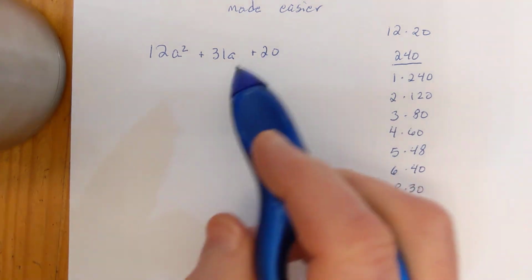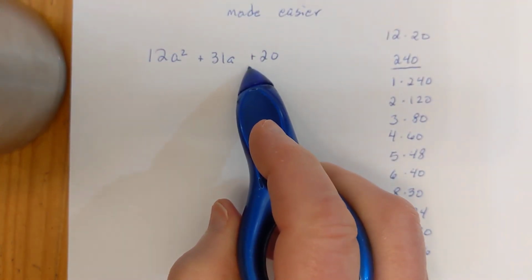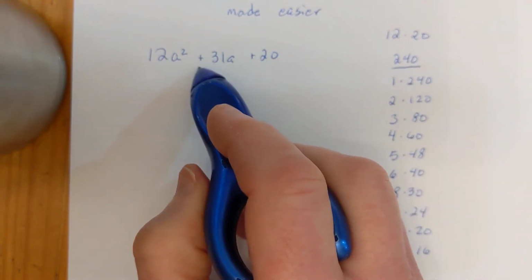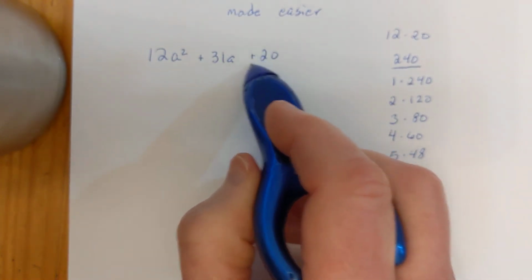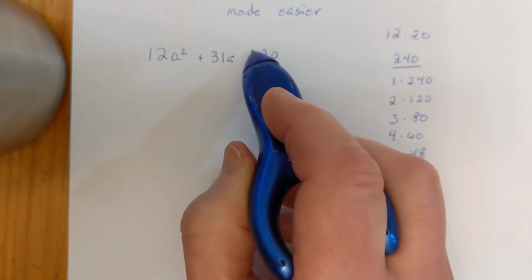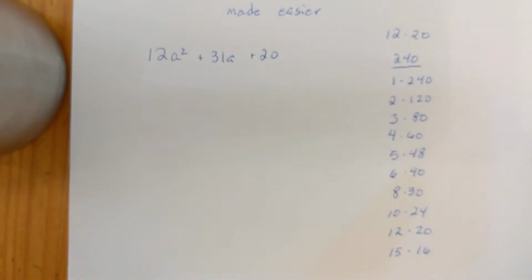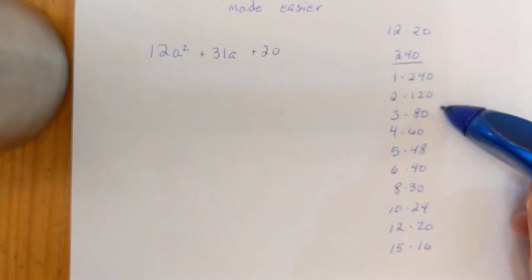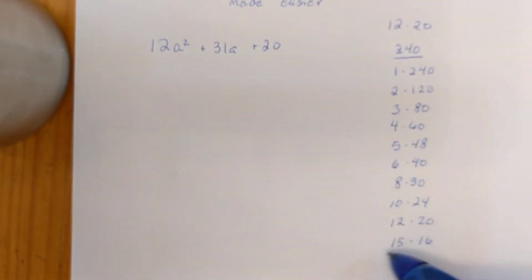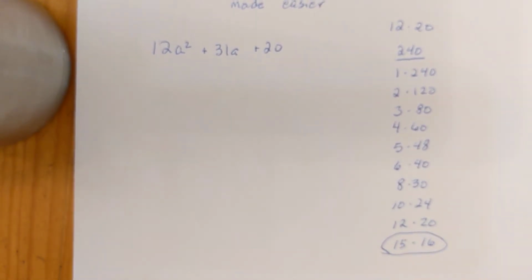I need the sum of my factors to add to 31. It's the sum because the third term, my 20, is positive 20. So I look through my list, pairs of factors that add to 31, and that's these two right here. 15 plus 16 make 31.